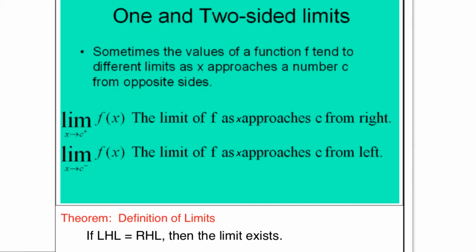Now, here's a super important theorem and or definition of limits. The LHL and RHL stand for the left-hand limit and the right-hand limit. If the left-hand limit equals the right-hand limit, then the limit exists. Again, a limit, remember, is the intended height of a function. When the left-hand limit equals the right-hand limit, that's when the limit exists.